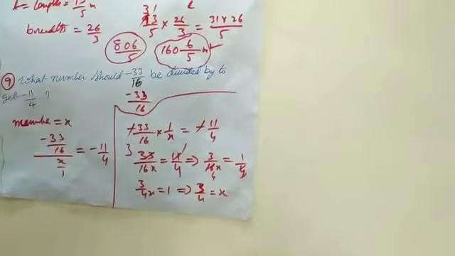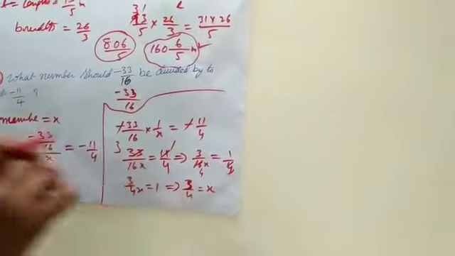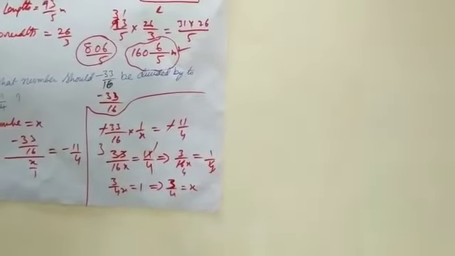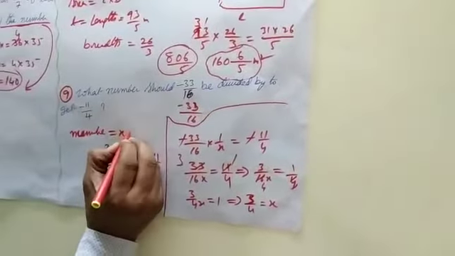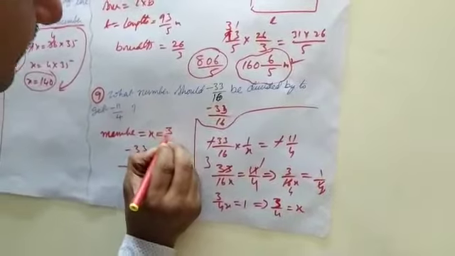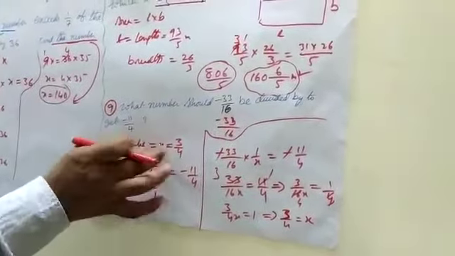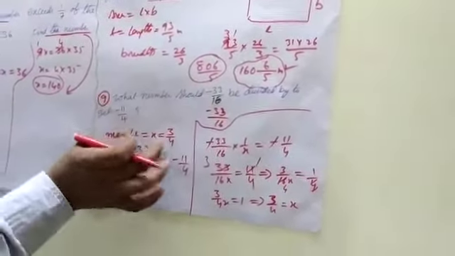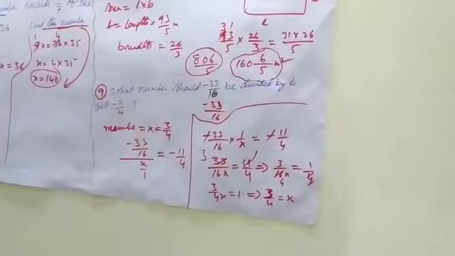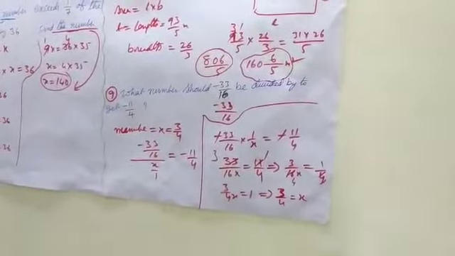Cross multiplication. See x. Therefore x is equal to 3 by 4. What number? The number means 3 by 4. What number means x. x means 3 by 4. Go to the 10th problem.